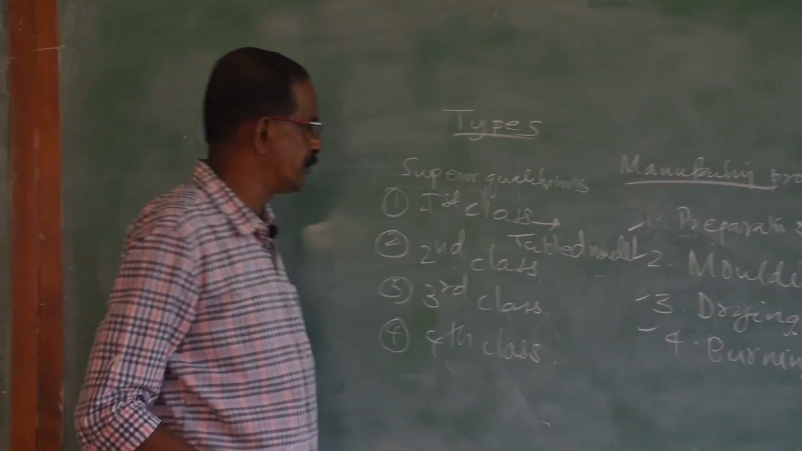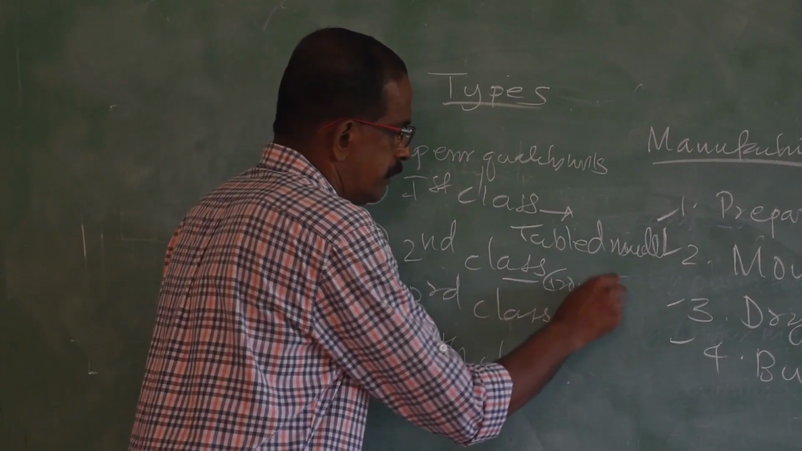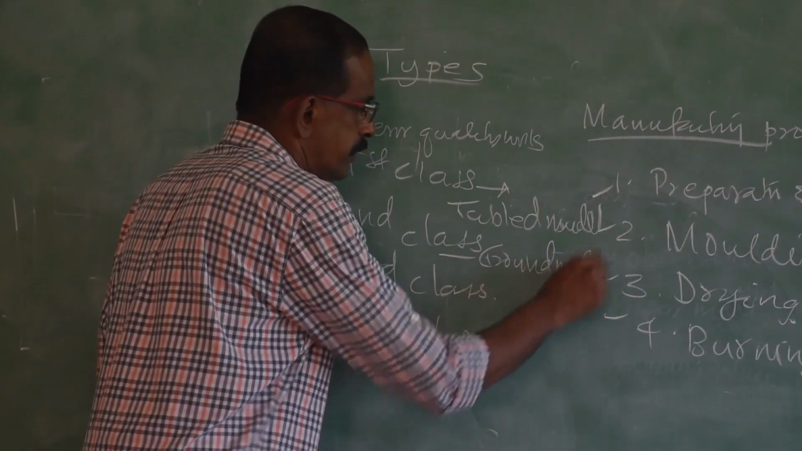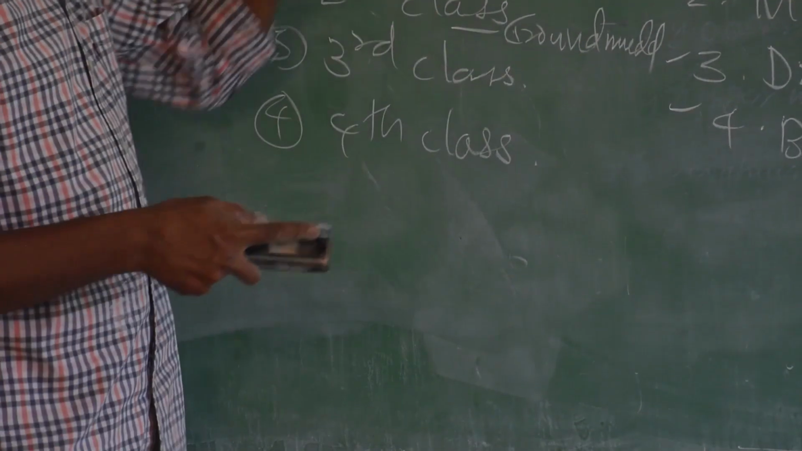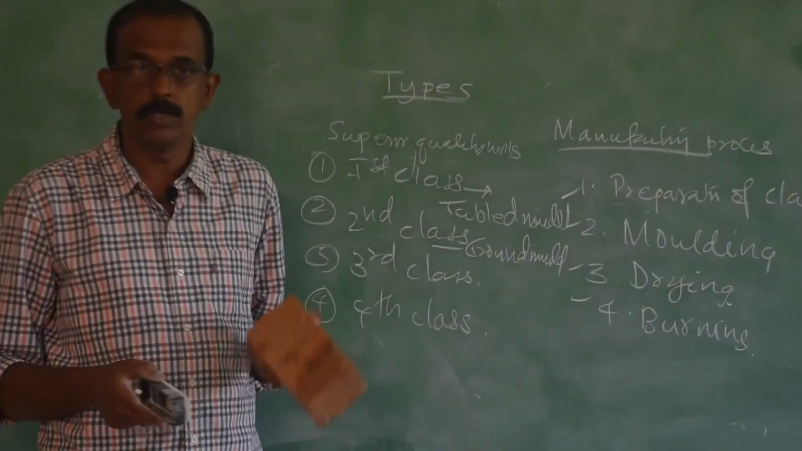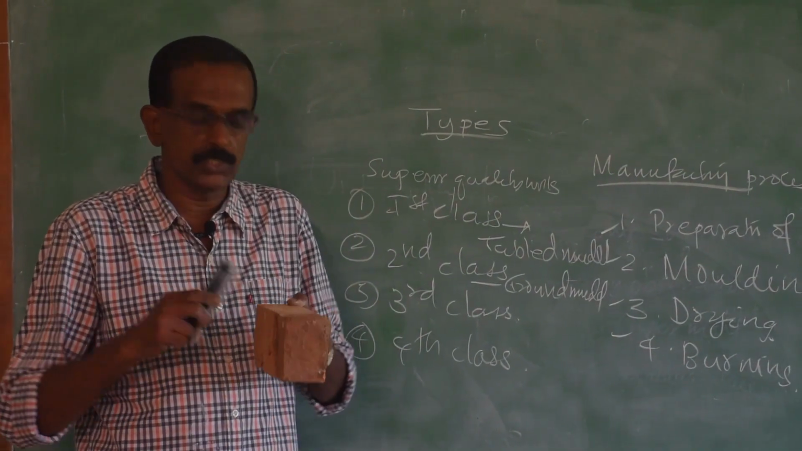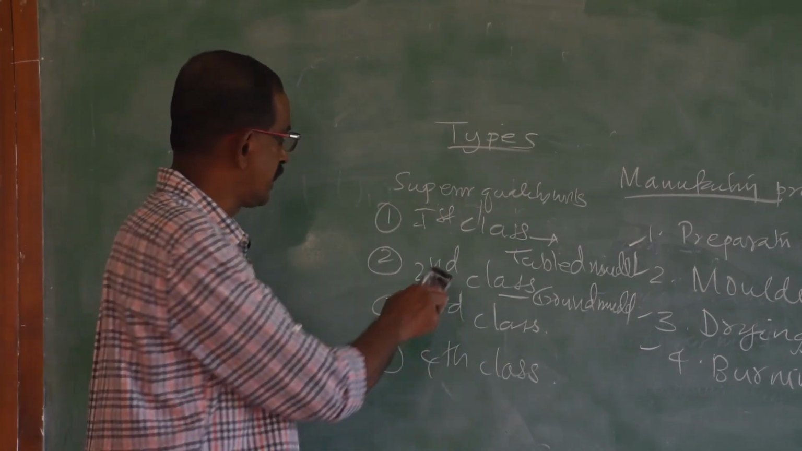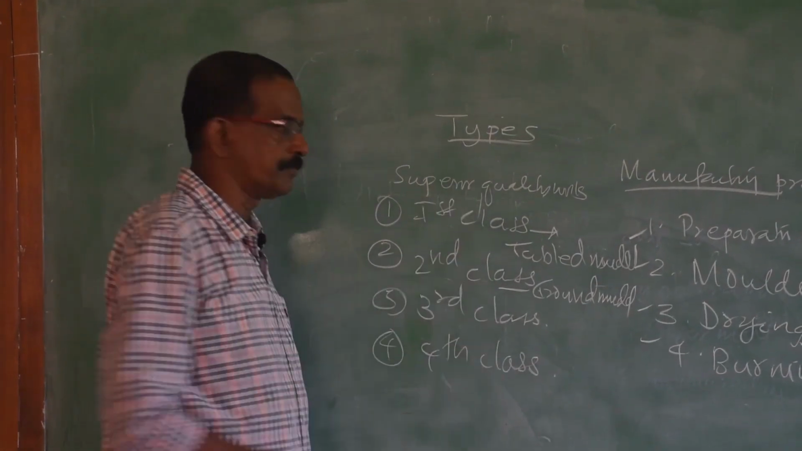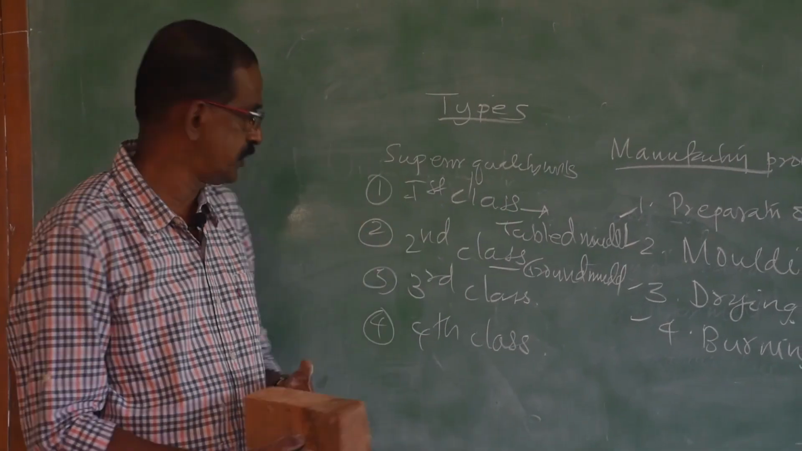Coming to the second class brick, they are ground molded. So, surface will be rough like this, but it will satisfy again all these conditions. Strength will be more, will not be any water absorption more than 20%, size, shape, color, everything will be uniform. So, that is the condition of second class brick. But if you are using second class brick, surface should be plastered like this.